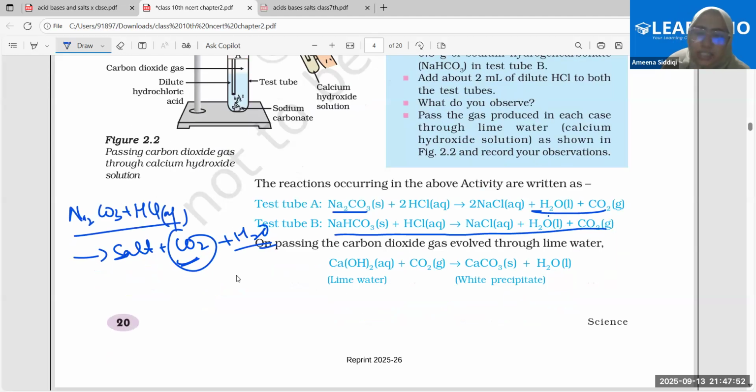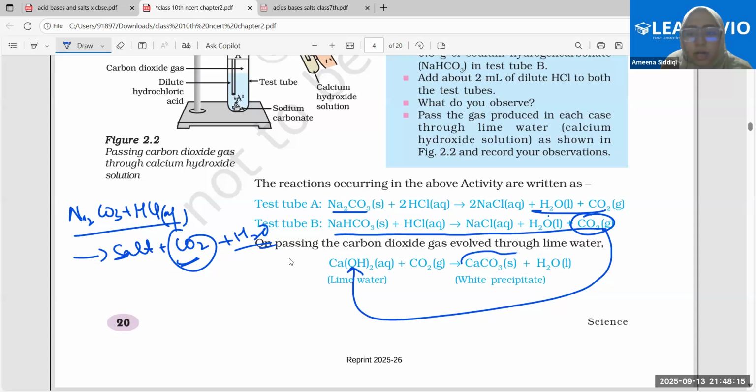Now, how do we test whether carbon dioxide gas has been released in this reaction or not? By passing it through lime water. Exactly, very good. So we will pass this carbon dioxide gas through the lime water, that is also calcium hydroxide, or slaked lime in common words. And if carbon dioxide has been produced, the product that will be formed will be calcium carbonate, in a white precipitated form, along with the formation of water. Fine.